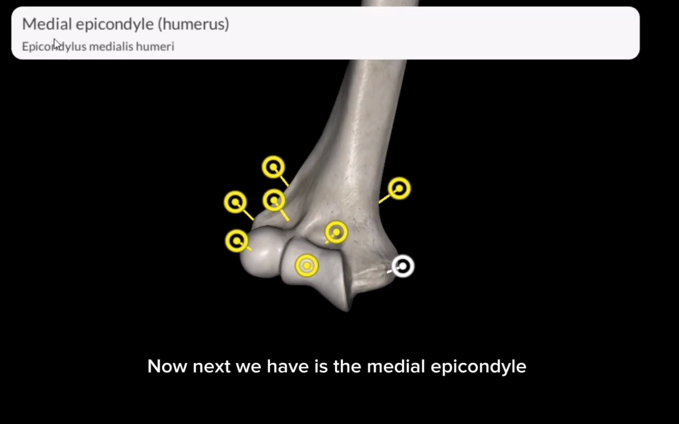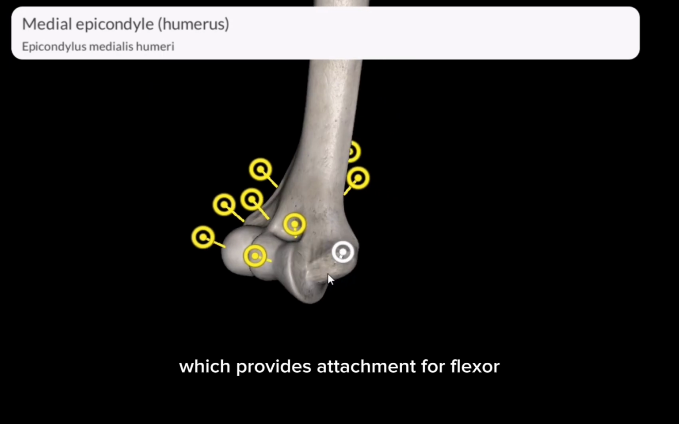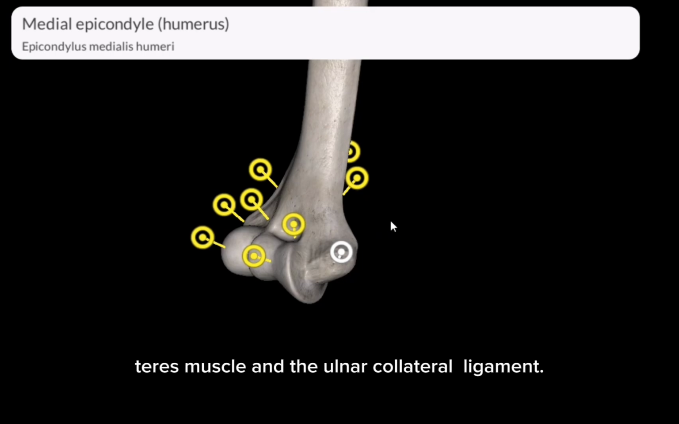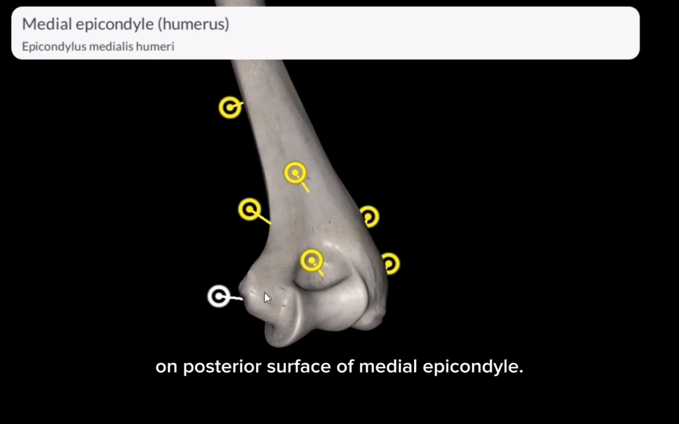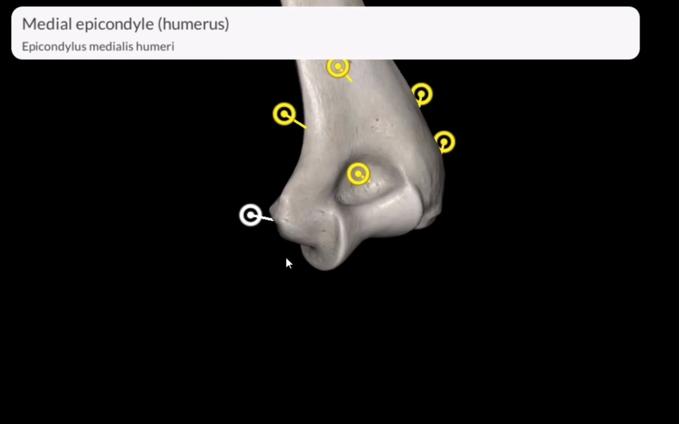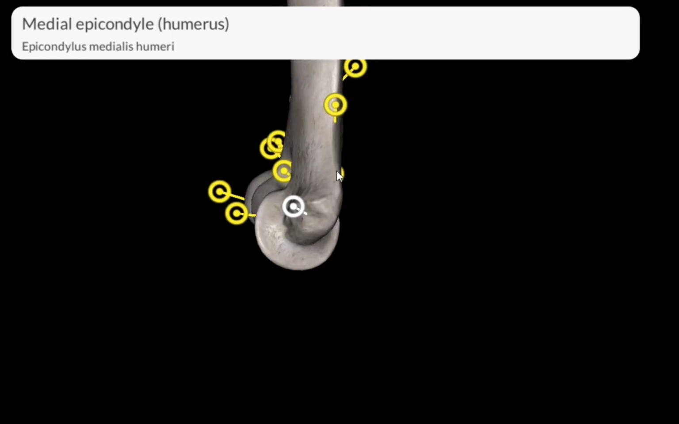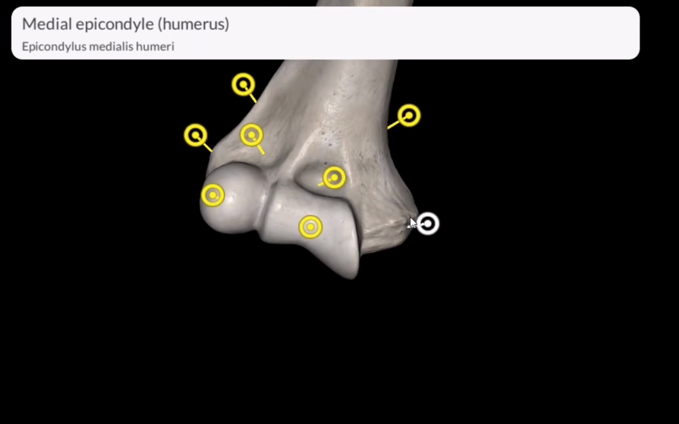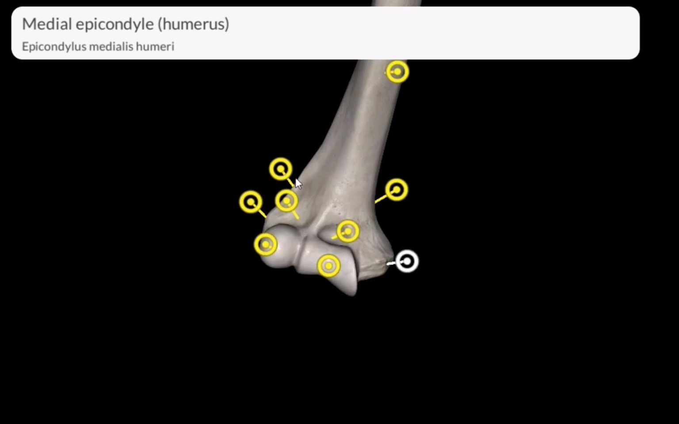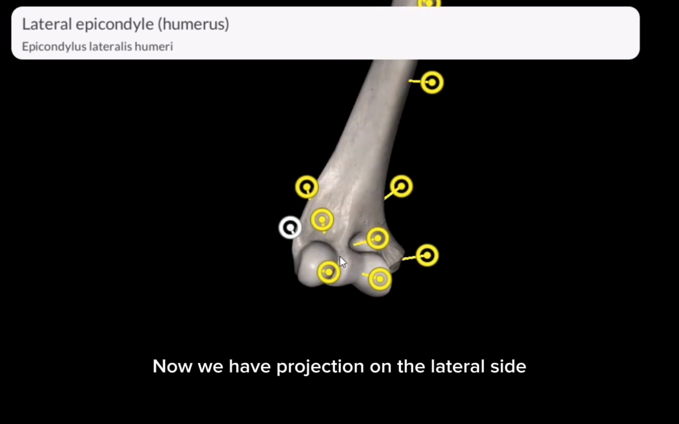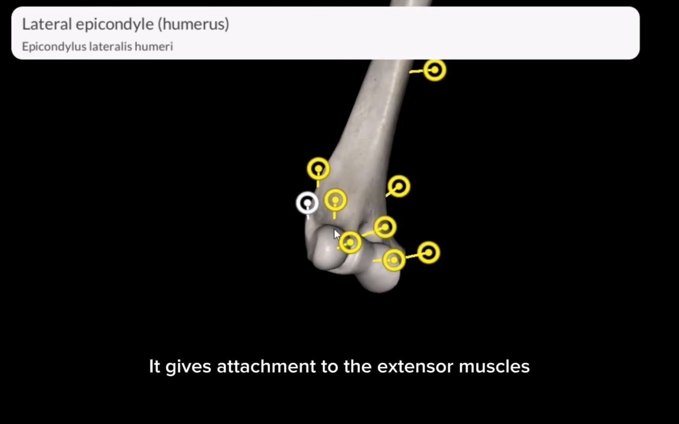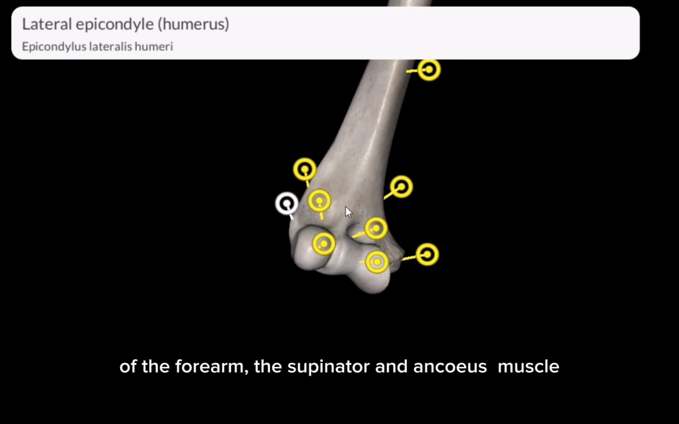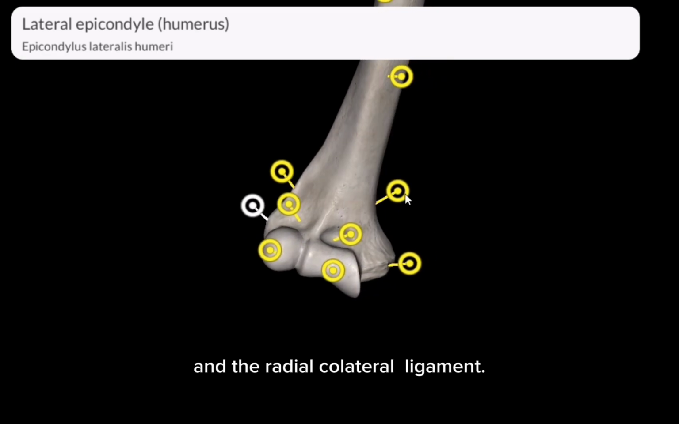Now next we have the medial epicondyle, which is a prominent projection on the medial side which provides attachment for the flexor muscles of the forearm, the pronator teres muscle and the ulnar collateral ligament. It also features a groove for the ulnar nerve on the posterior surface of the medial epicondyle. Now we have a projection on the lateral side called the lateral epicondyle. It gives attachment to the extensor muscles of the forearm, the supinator and anconeus muscle, and the radial collateral ligament.